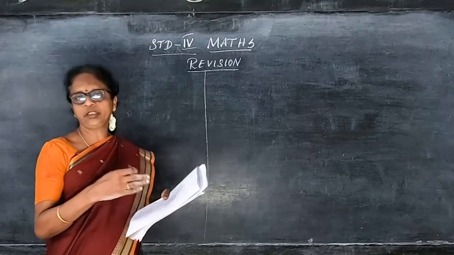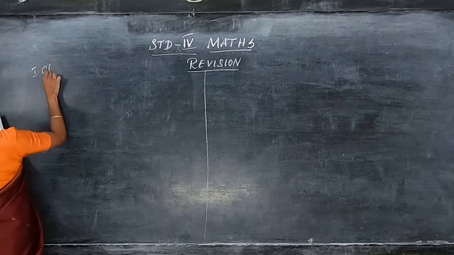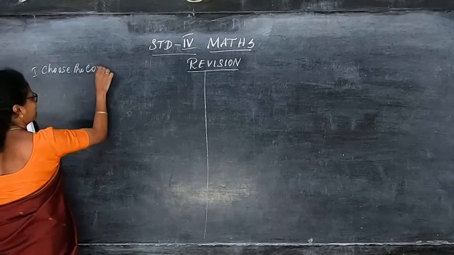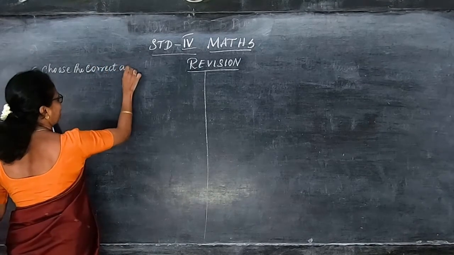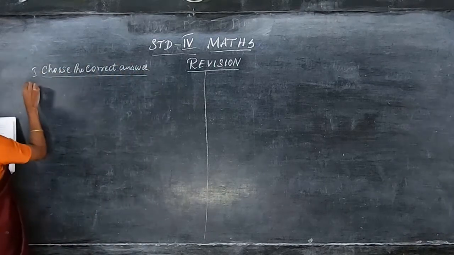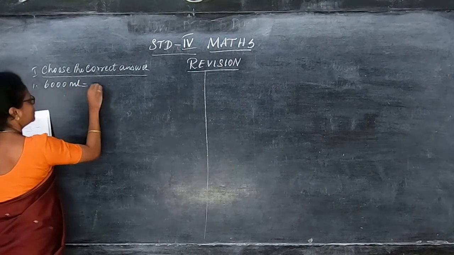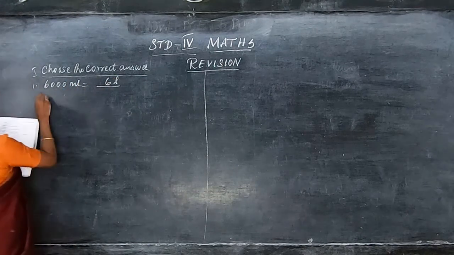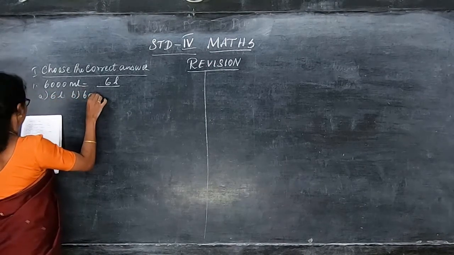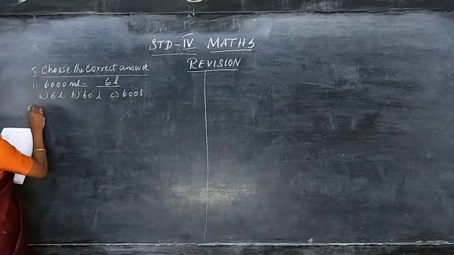From this only we are going to give it for the coming examination. So first one we have to write, choose the correct answer. Take down your classwork and write down everything with the answer. I am writing, underline the answer with your pencil. Choose the correct answer. First one is 6000 milliliter, that is equal to dash. So that is 6 liter. Options are A 6 liter, B 60 liters, and C 600 liters. So you know how to write this.